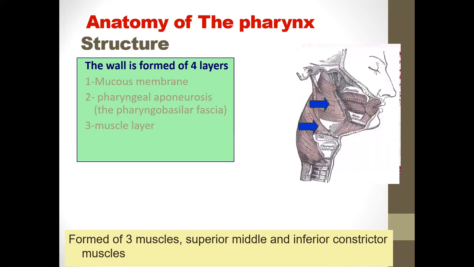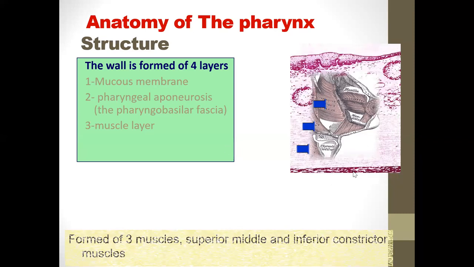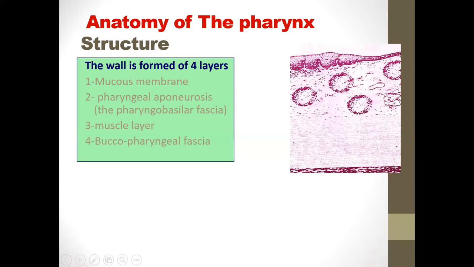The fourth layer, so those are the muscles. We have the superior, you see the arrow, the middle, and the inferior constrictor muscles. The fourth layer, which you can see beneath here, is what we call the buccopharyngeal fascia. That's the tough layer that surrounds the entire pharynx. So the pharynx has four layers which make up its wall. We have the mucosa, the pharyngeal aponeurosis, which is also called the pharyngobasilar fascia, the muscle layer, and the buccopharyngeal fascia.